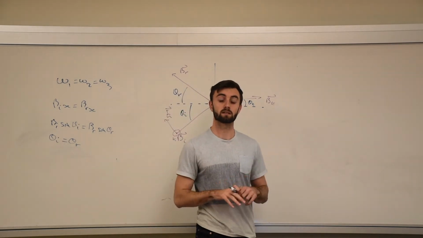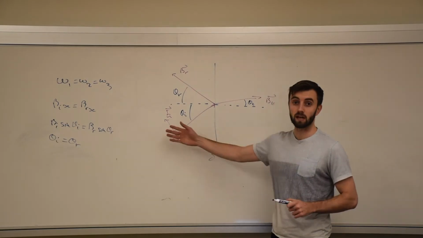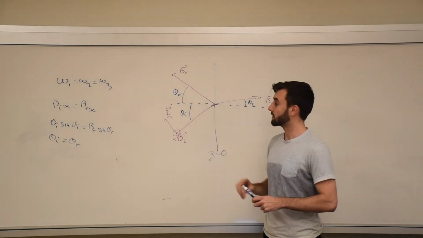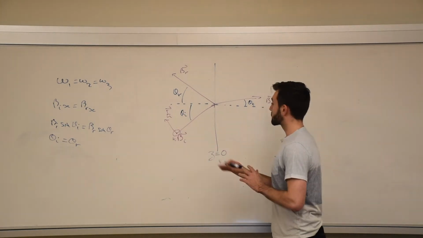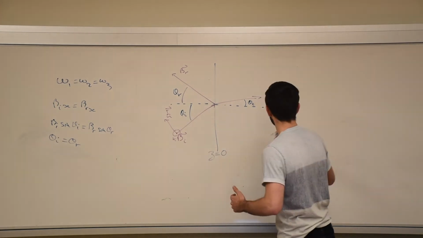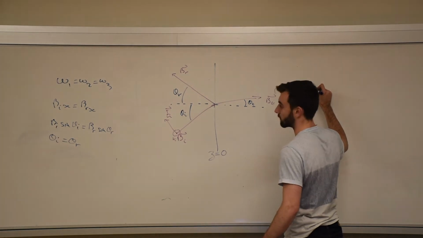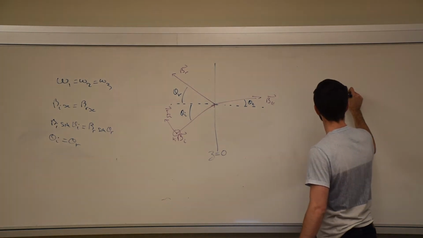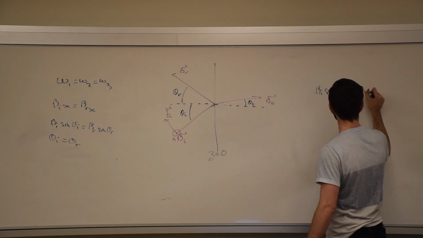Secondly, there is Snell's law. In the first case, we had the reflected and incident beams being in the same medium. Now, the same laws apply when going through two different mediums. So we write beta I sine theta I equals beta T sine theta T.